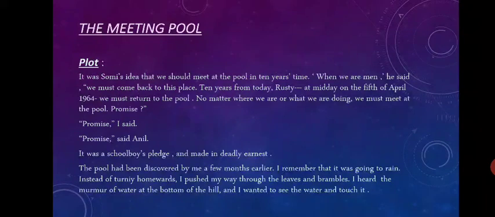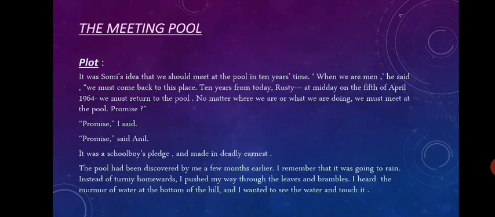Now there is another story hidden behind the origin of the pool. The pool where the three best friends dreamt about meeting in the future was discovered by Rusty a few months earlier. Rusty remembered that it was going to rain. Rusty was going back home from school. He saw heavy clouds carrying rain in the sky. So instead of going homewards, what did he do? He pushed his way into the forest.